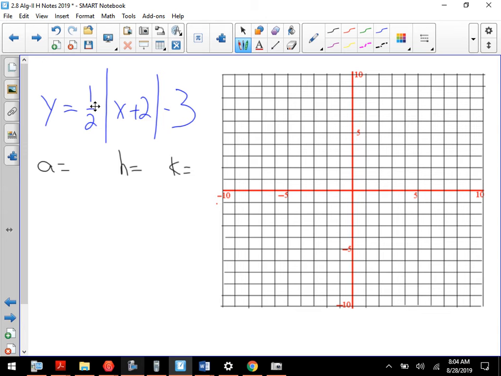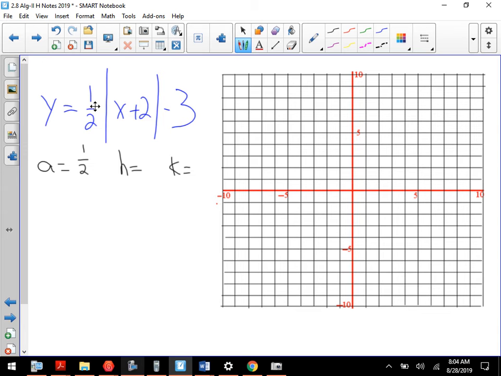Okay. What's your value of a? 1/2. So is it going to be opening up or down? Up, good. So our a value is 1/2. What's your slope going to be? Remember you've got 1/2 this way, and what's the other one? Negative. Remember, because there's 2 of them, there's 1 of each. You're right, it's 1/2.